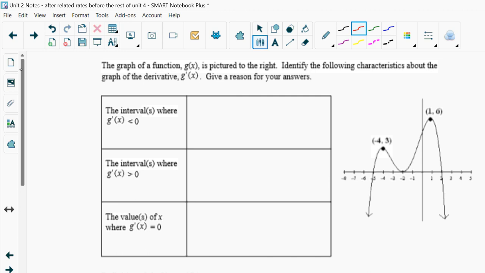True? Okay, so now it says the graph of a function g of x is pictured at the right. Identify the following characteristics about the graph of the derivative g prime of x and give a reason for your answer. Give a reason for your answer is like what you would write on an FRQ when they ask these same questions. So if this is the graph of g of x, if I want to know where the derivative is less than 0, what am I looking for on this graph? The derivative is less than 0 when g of x is blank.